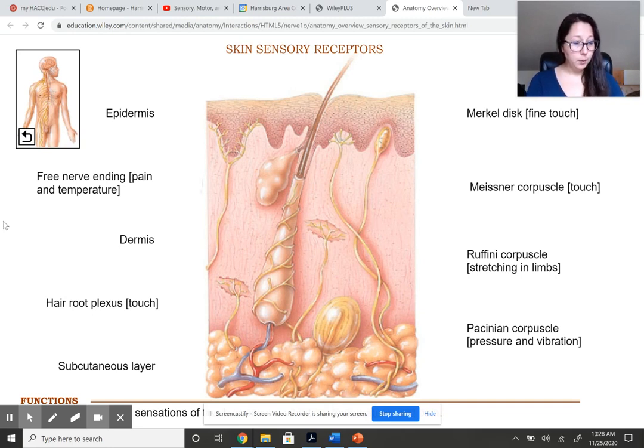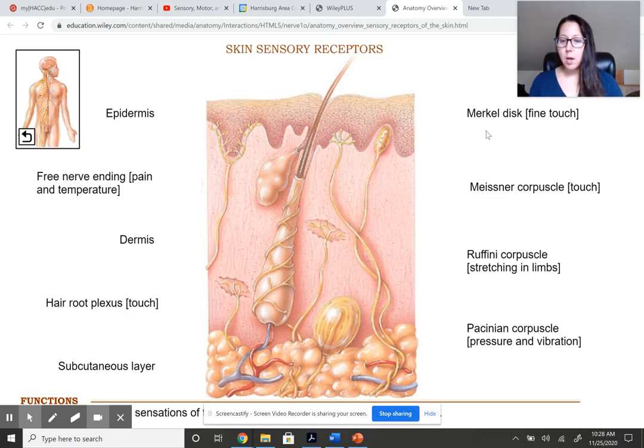Another type that we're going to see is a touch receptor, which wraps around the hair root plexus. So when the hair is moving on the skin, we can perceive that. So maybe think like in the wind, sometimes you can feel the hair on your arm moving, or maybe a light touch would stimulate this type of neuron, the hair root plexus neuron.